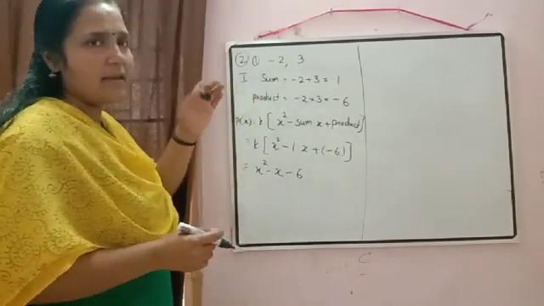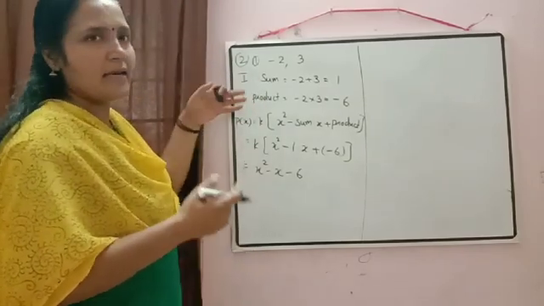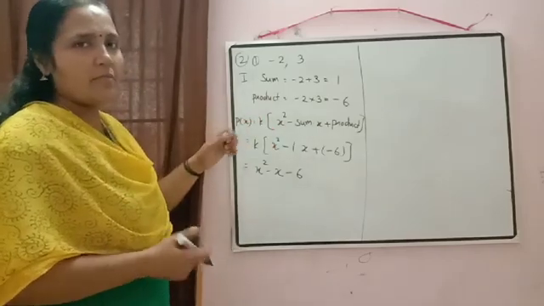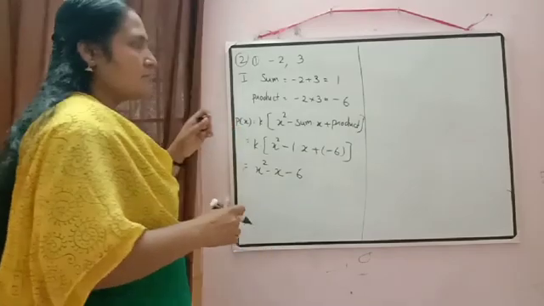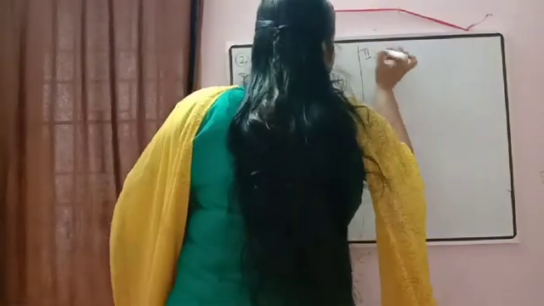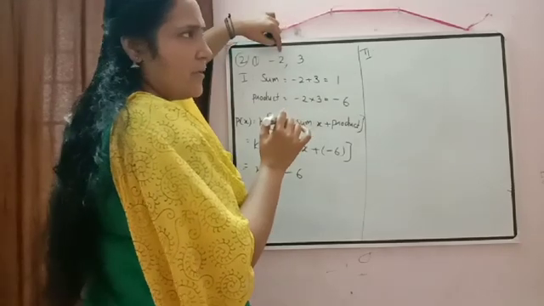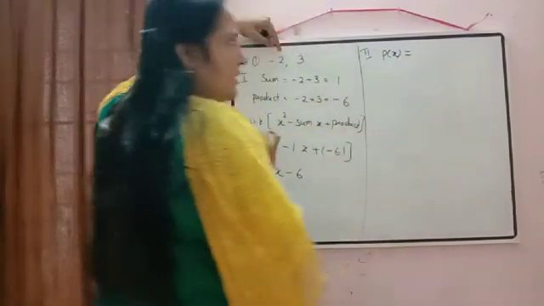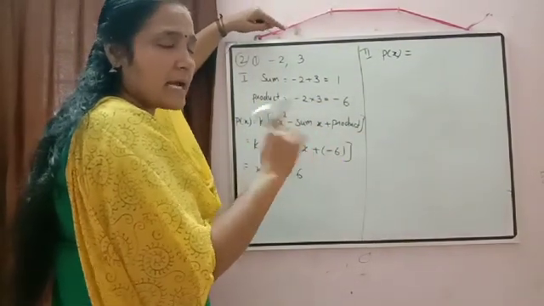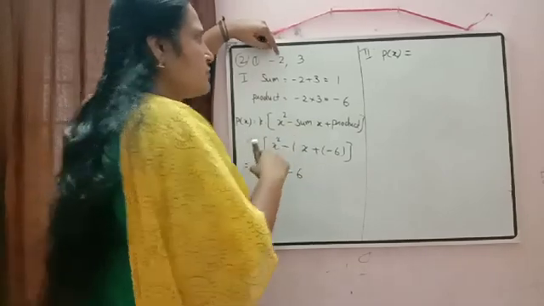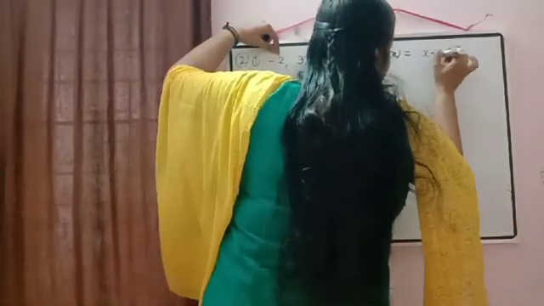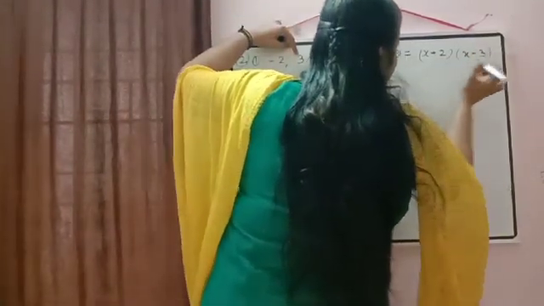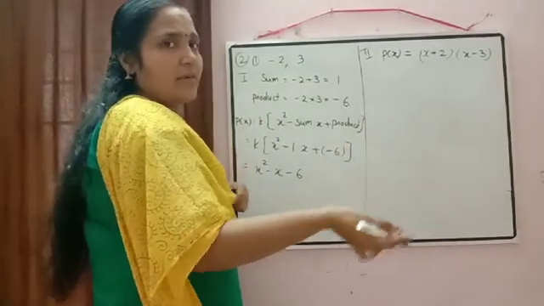When two zeros are given, we calculated the sum and product, and then to frame the polynomial, just substitute the value in the given formula. Otherwise, the second method is also there. In that method, how will we do it? These are the two zeros of the polynomial. Then we can check what will be the factors of the polynomial. P of x is equal to, we know the factor will come with the sign opposite to the zeros. If minus 2 is the zero, then x plus 2 will be the factor, and if 3 is the zero, then x minus 3 will be the factor. Because we are equating to 0, only then are we getting the factor.